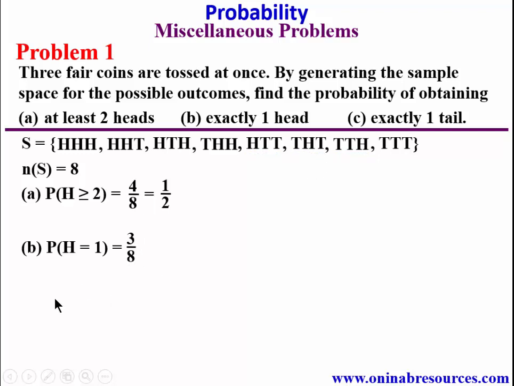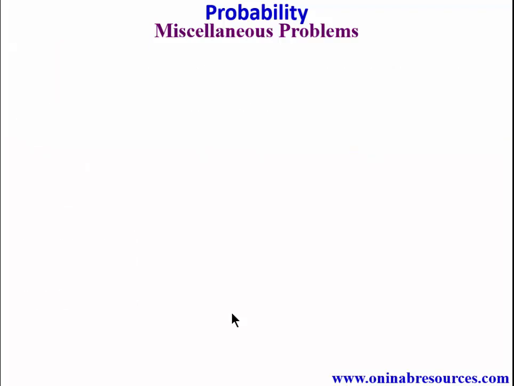And the C part of the problem, probability of obtaining exactly 1 tail. For exactly 1 tail, we have 1 tail here, 1 tail here, 1 tail here. The rest are 2 or 3. So the probability of obtaining exactly 1 tail will be 3 over 8. And that's the end of solution to problem 1. So we go to problem 2.